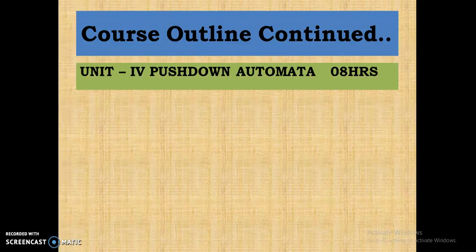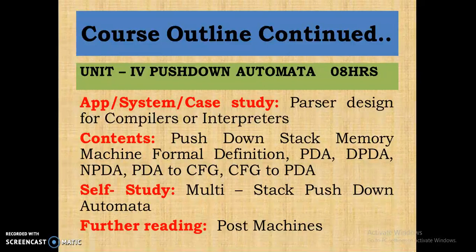Now coming to the next part, the push down automata. Here you are going to learn about the third type of automata, the push down automata. There are two types: the DPDA, the deterministic PDA, and the NPDA, the non-deterministic PDA. We will learn how to convert these PDAs to the CFG.